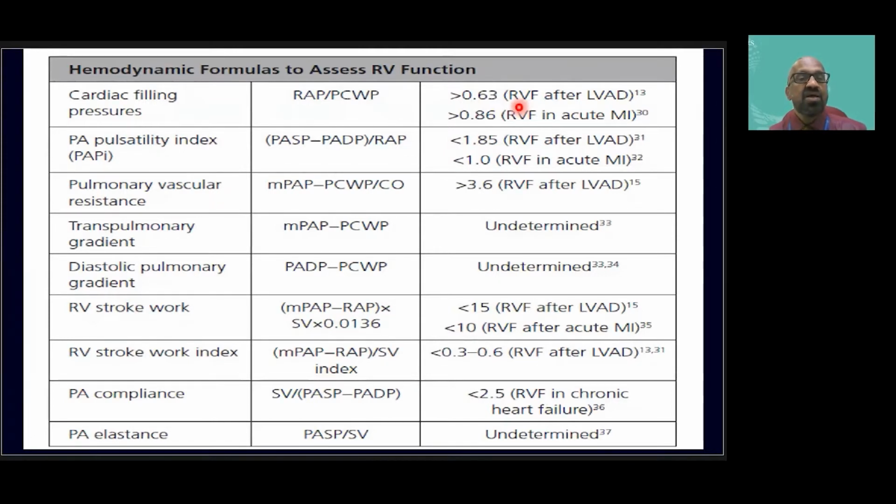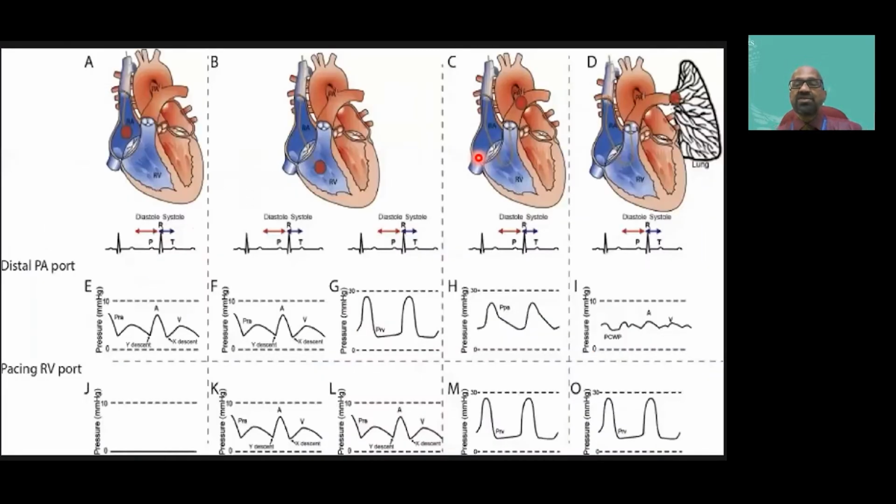device implantation. Similarly, the pulmonary artery pulsatility index, shortened as PAPI, which is a relationship between the pulmonary artery pulse pressure and the right atrial pressure, if it is less than 1.85, this indicates the possibility of occurrence of right ventricular failure after left ventricular assist device implantation.